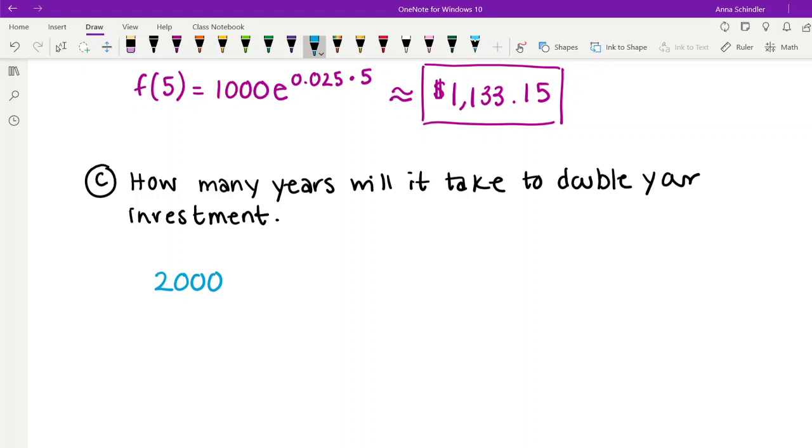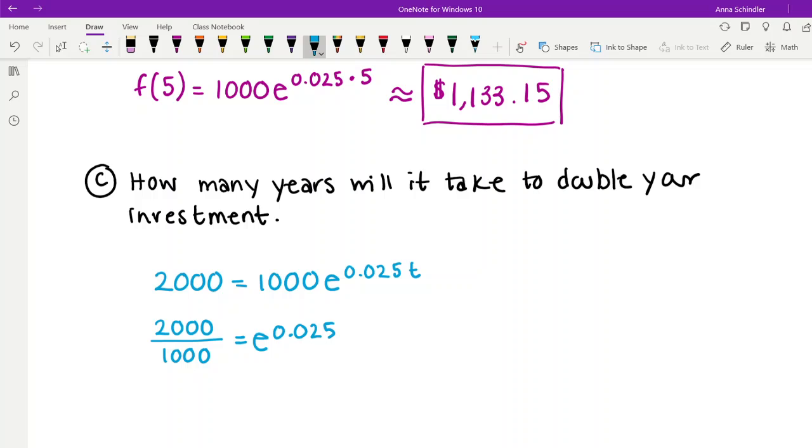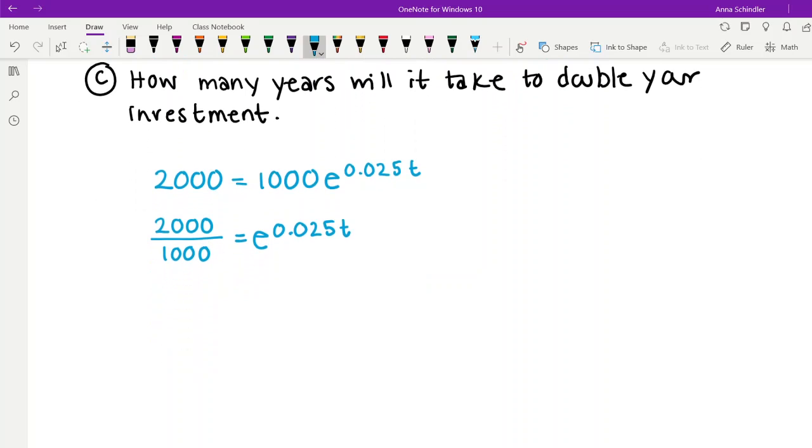So we have 2,000 is equal to 1,000 times e to the 0.025 t. So just like in the last one, we know that when we're solving an exponential equation, we want to start by isolating the exponent. So we're going to divide both sides by 1,000. So we have 2,000 over 1,000 is equal to e to the 0.025 t. And so this left-hand side is going to simplify to 2.